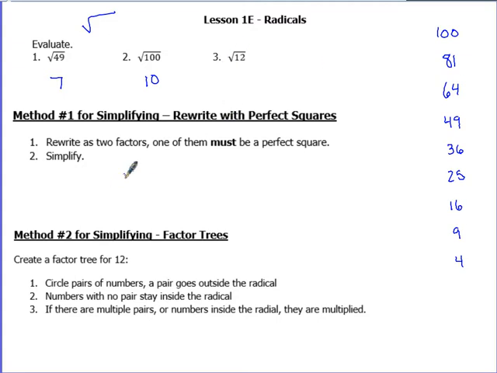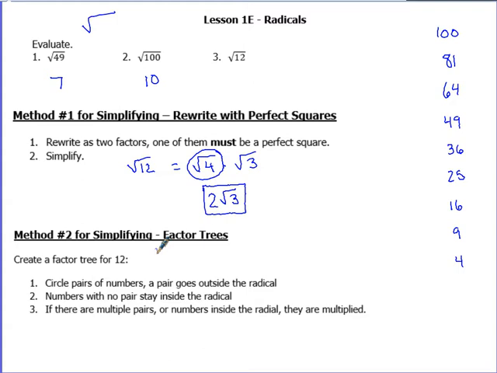I am looking for which one of these can go into 12 evenly. So if I'm going to simplify the square root of 12, I'm going to break it apart as a perfect square times something that equals 12. Well, I know I can divide 12 by 4. So I'm going to rewrite the square root of 12 as the square root of 4 times the square root of 3, because 4 times 3 would give me 12. And then this is a perfect square, so I can simplify it. The square root of 4 is 2. So the square root of 12 simplifies to 2 square root 3. And I know that I'm finished because 3 cannot be divided by any of these perfect squares over here.